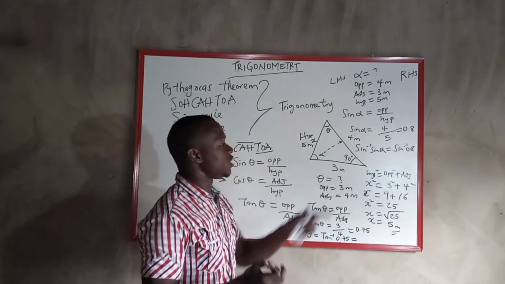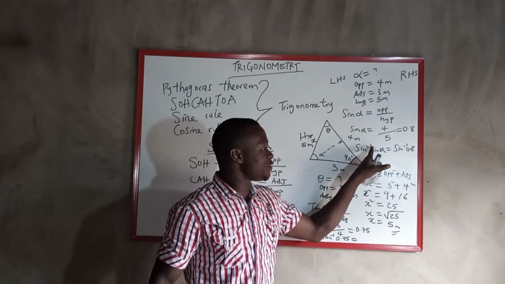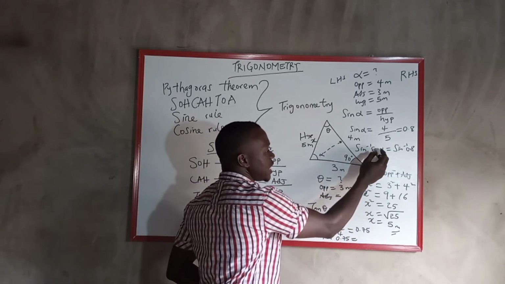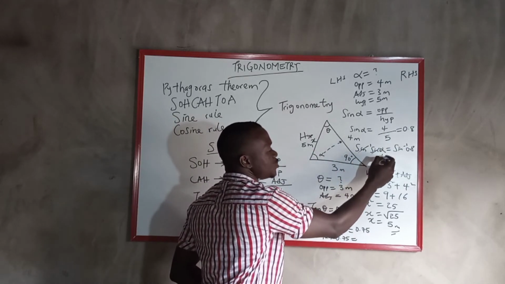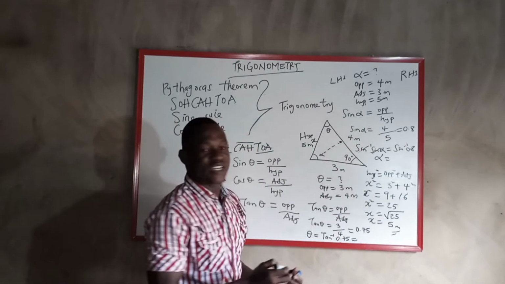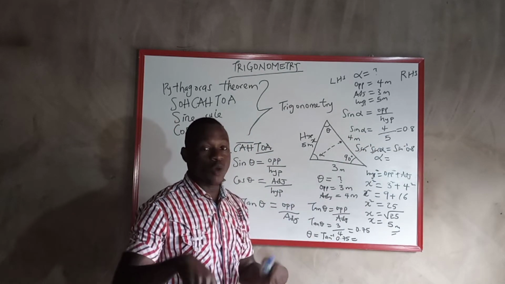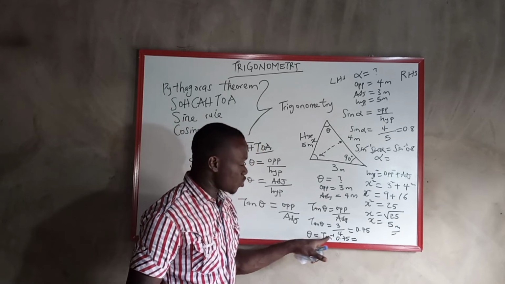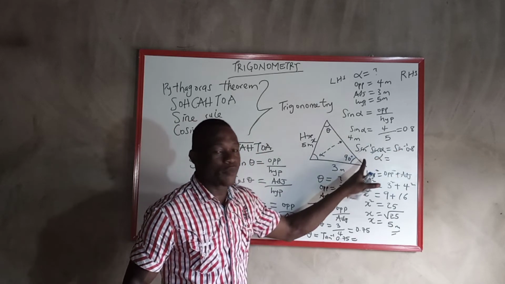So whatever you do to the left hand side, if I add sine inverse to the left hand side, automatically I must add sine inverse to the right hand side. So with this sine inverse, we cancel sine, and we are left with what? Alpha is equal to the sine inverse of 0.8. Tell me in the comment section below also. So you see how we're able to get this theta equal to arctan. This is just the long method of doing it.